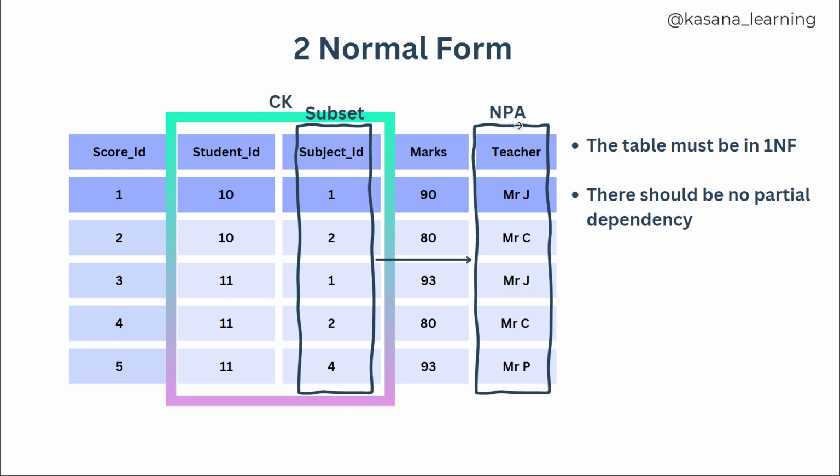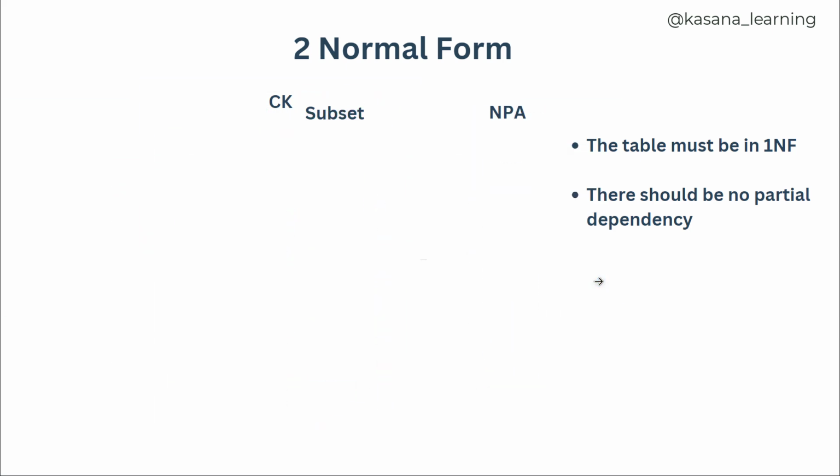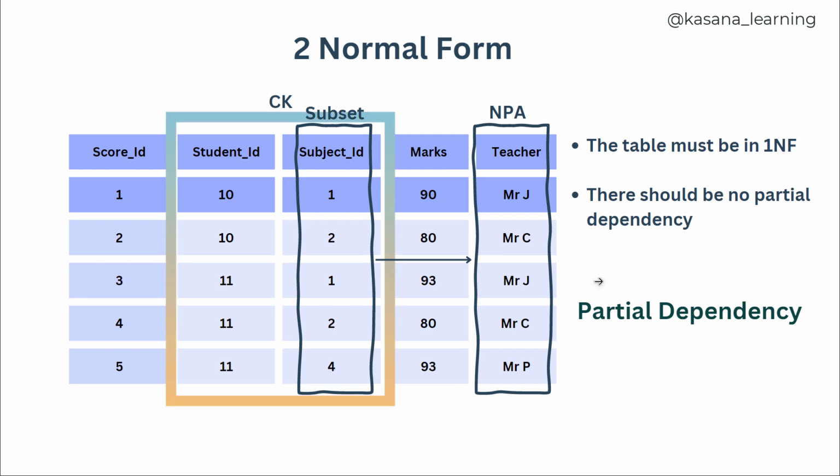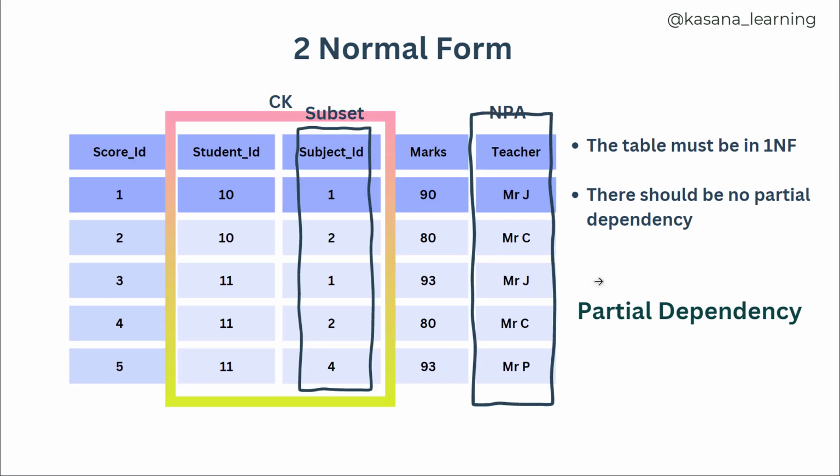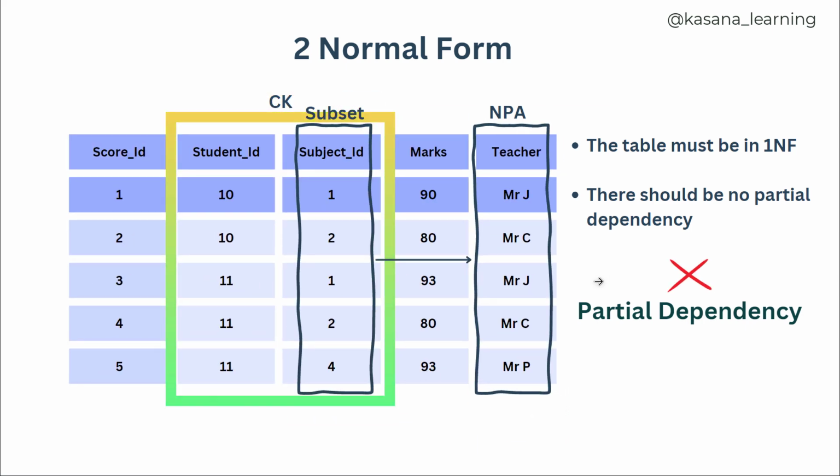Non-prime attribute means which is not taking part in making of candidate key. Here the prime attributes would be student ID and subject ID. So this concept is called partial dependency, and there should not be any partial dependency in second normal form. We have to avoid it.